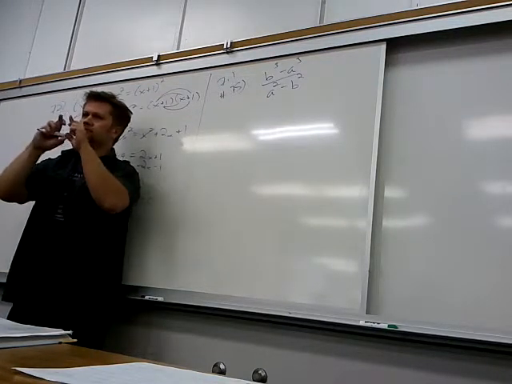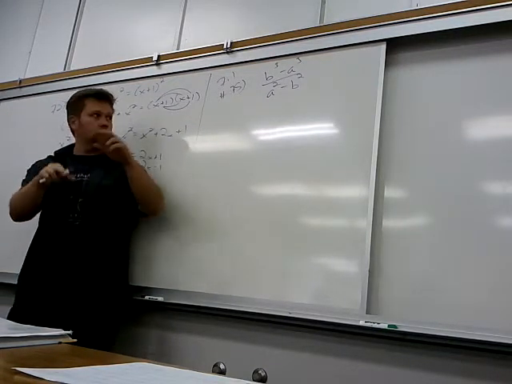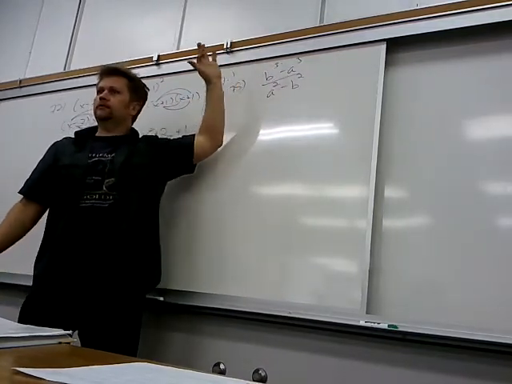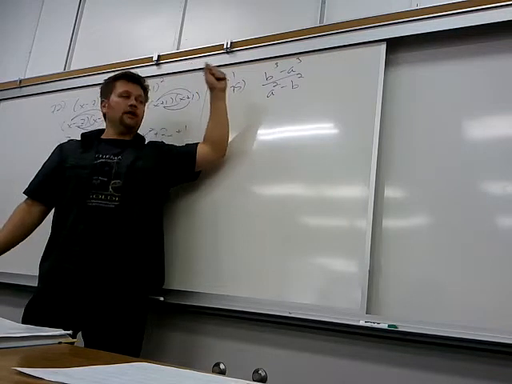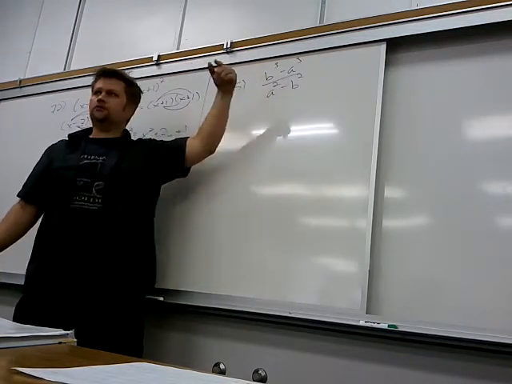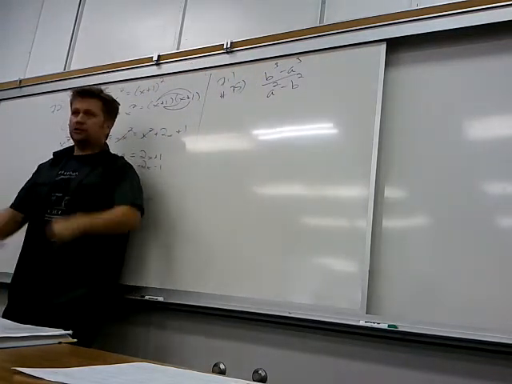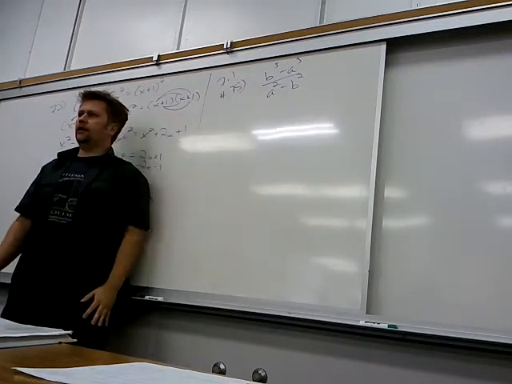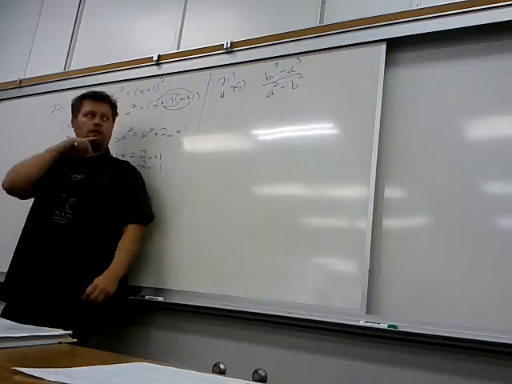Now, please, dear God, nobody do this. You cannot cancel some b's out here, right? Why not? Because of subtraction. Division does not cancel parts of subtraction, it just doesn't have that ability. Addition could do that, but not subtraction. I can't break into the subtraction problem with division.